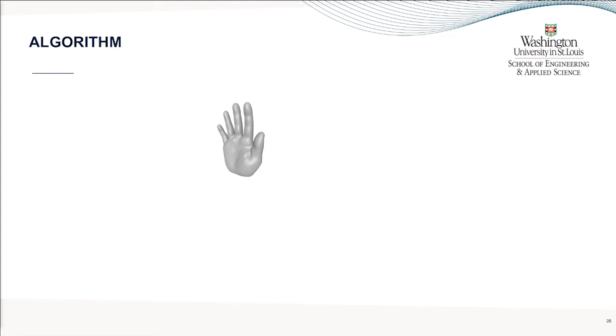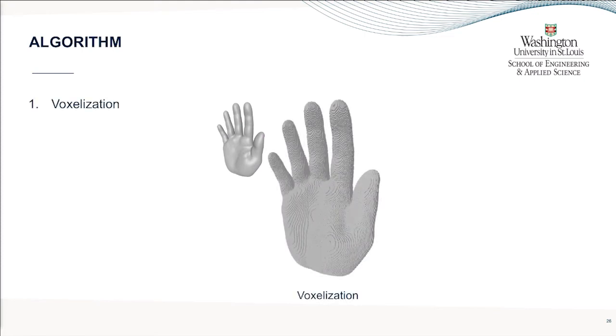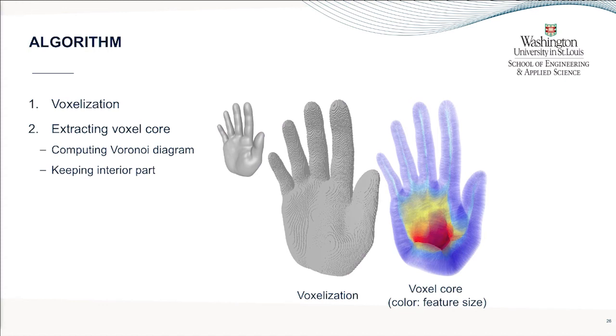All right, so let's recap the algorithm. Given an input shape, for example a triangular mesh, you first voxelize it on a sufficiently high-resolution voxel grid, and then you compute the voxel core by computing the Voronoi diagram and stripping away everything outside the voxelization. And we use TetGen, sorry, for generating the Voronoi diagram.